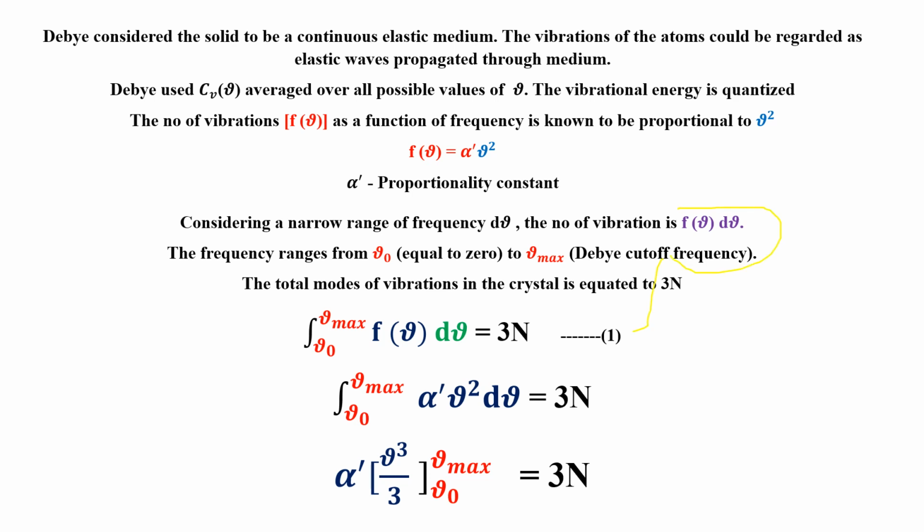So here it is given. And also now the total modes of vibration in the crystal is equated to 3n. So here again we are integrating the total number of vibrational frequencies, that is, the integral of f of nu d nu is equal to 3n. So the lower limit will be nu naught and the upper limit will be nu max. So here we are integrating to find the total number of vibrations in this short frequency range.